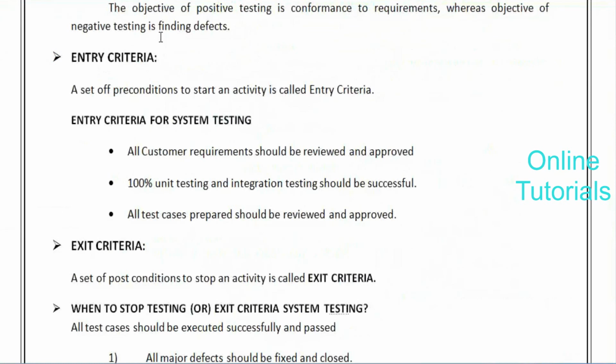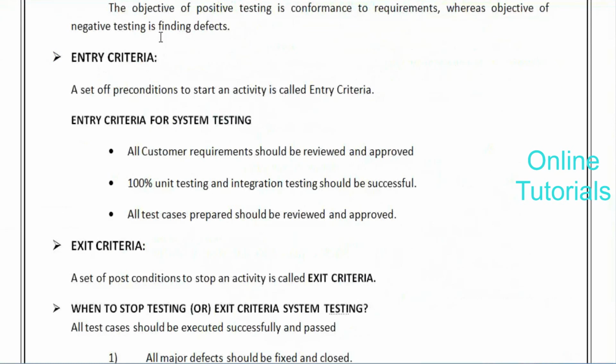Exit criteria is the set of conditions to end an activity, that is, when to stop the testing. If the total system testing and user acceptance testing are executed successfully, then we stop the testing. And one more thing: all major test cases, meaning the very high functionalities, if they are executed successfully, sometimes we also stop the testing.